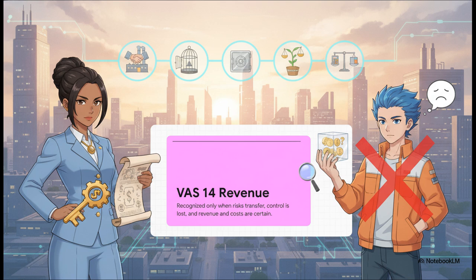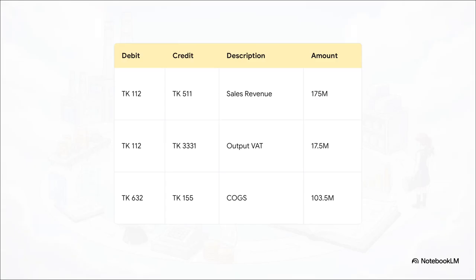Think about it. If you ship goods on consignment, the risk hasn't fully transferred to them yet, so absolutely no revenue can be booked. But when you do finally make a valid, recognizable sale, you have to record the dual entry nature of what just happened. You don't just log the cash coming in, you have to simultaneously log the inventory leaving your possession.